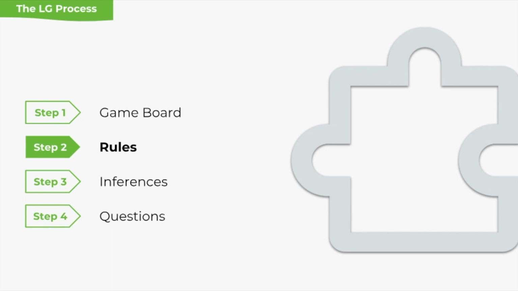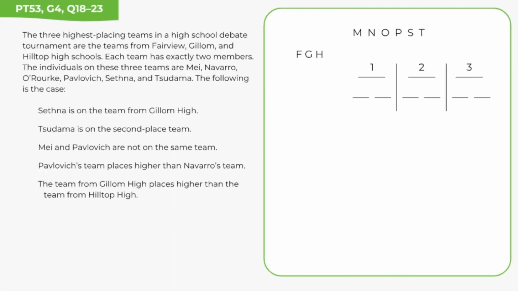In the first rule, they tell us that S is on the team from G. So we don't know which team is G. So let's just go ahead and notate this off to the side. We can just simply put a subscript next to S to tell us that it's going to be on the G team. The second rule tells us that T is on the second place team. Now, we could put this on the game board, but because we don't have a game board finalized quite yet, let's go ahead and just write it off to the side as a rule.